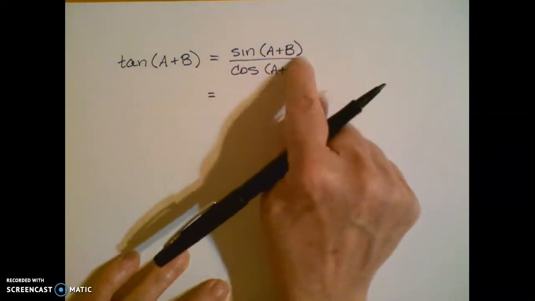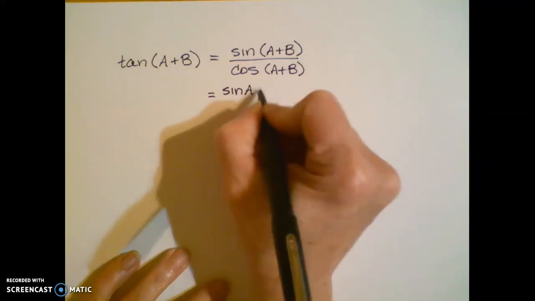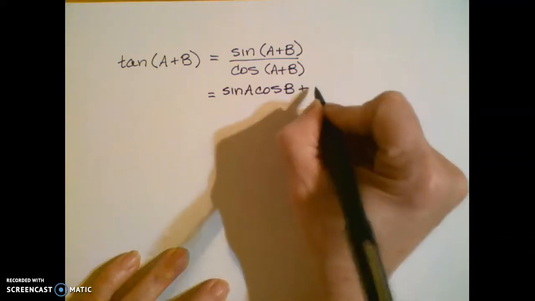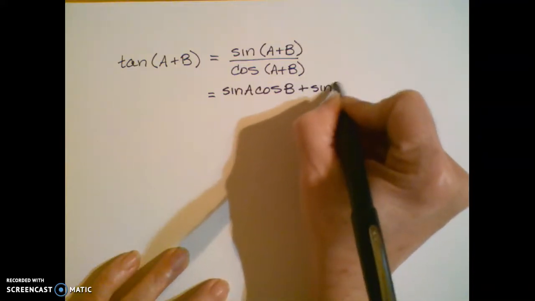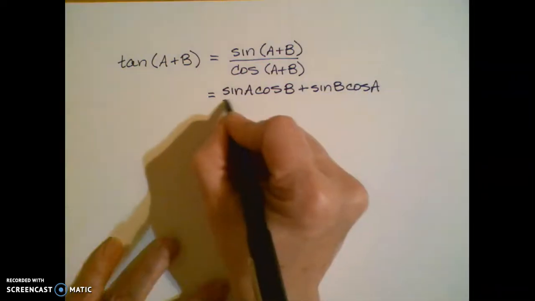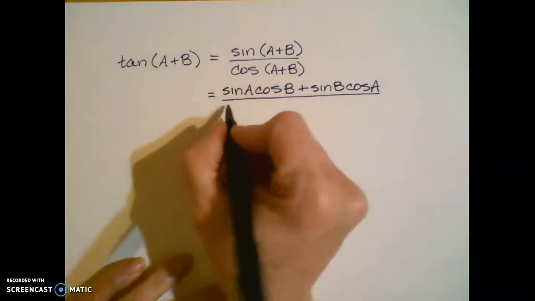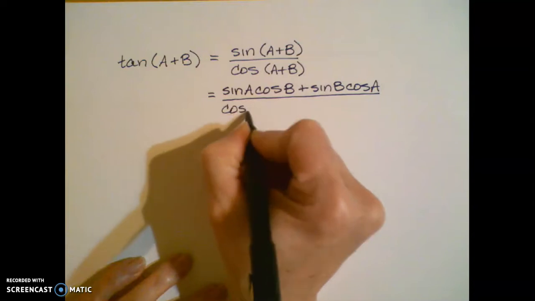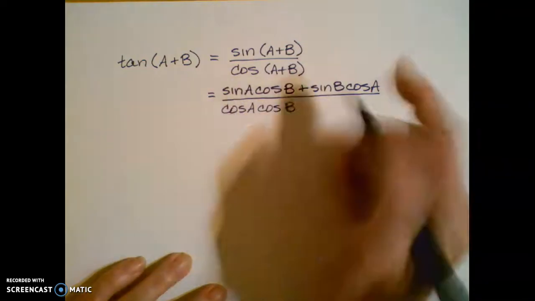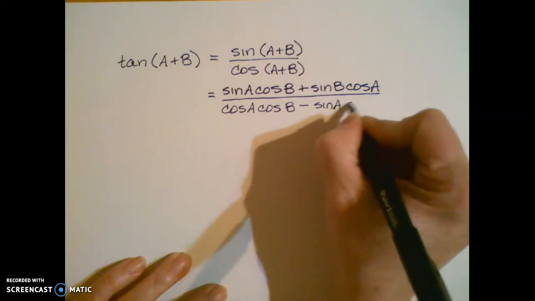So the sine of A plus B, as we just described, is the sine of the first angle times the cosine of the second angle, plus the sine of the second angle times the cosine of the first. On the bottom, our cosine expanded. Take the product of the two cosines, cosine A, cosine B. Change that plus to a minus, and then the product of the sines, sine A, sine B.